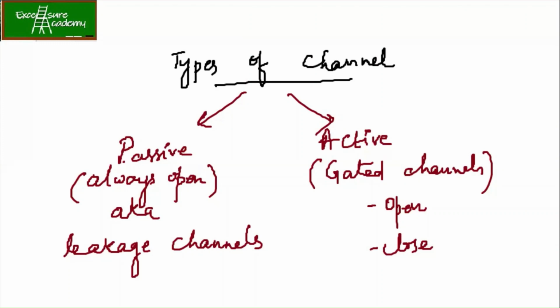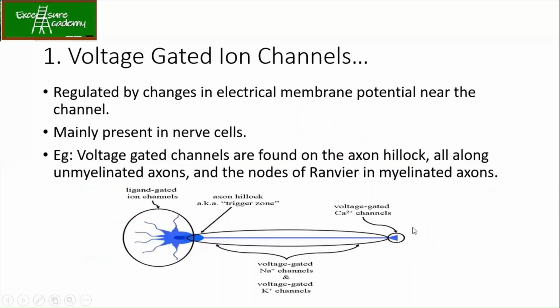Okay. अगर impulse आप pass कर रहे हो, then of course you have got the proper coordination of all the channels, like gated channels are there, and we have the proper coordination of those. Okay. Now let's talk about these channels slowly. So it will be clear to you all then. Now, voltage gated ion channels. So these are regulated by the electrical membrane potential near the channel. Mainly when we talk about the voltage gated, we are talking here about the neurons.